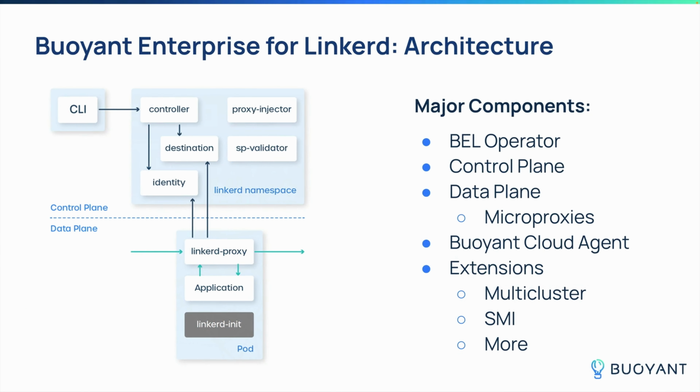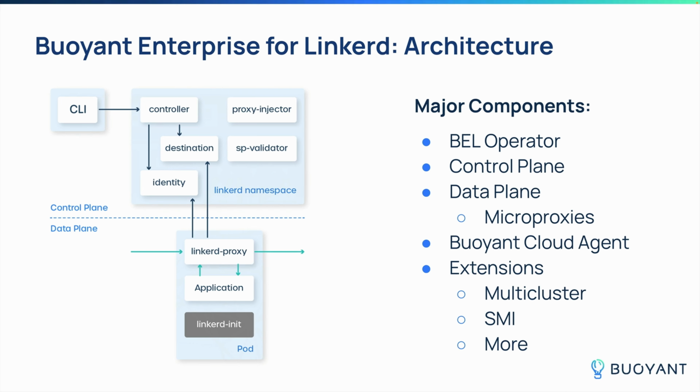So let's take a look at Buoyant Enterprise for Linkerd's architecture. There's a few major components we'd like to talk about. The BEL operator makes life easy by managing the life cycle of our Buoyant Enterprise for Linkerd installation. The operator manages the control plane and the data plane with its microproxies, and when you install the BEL operator, you get the Buoyant Cloud agent by default. You can also leverage extensions such as multi-cluster, SMI, and more.